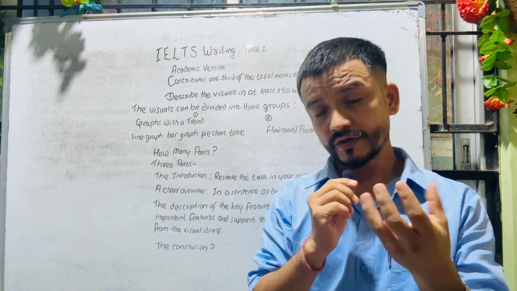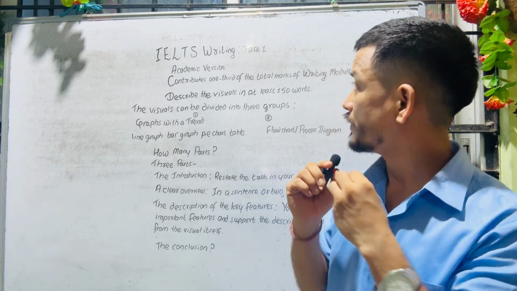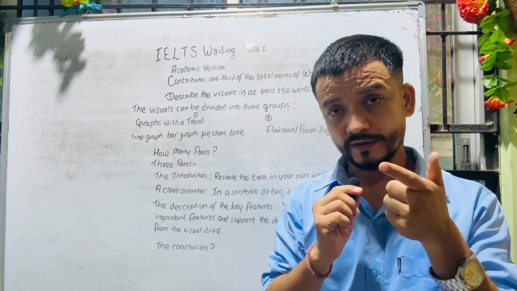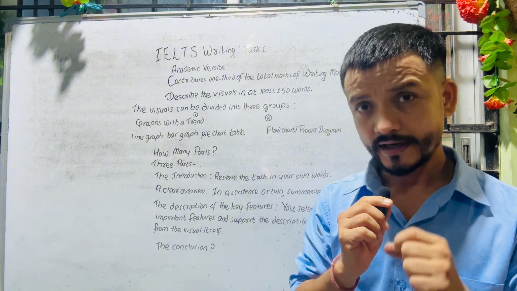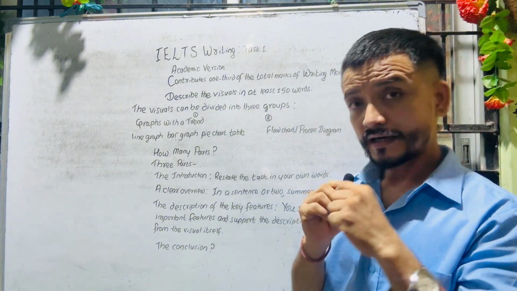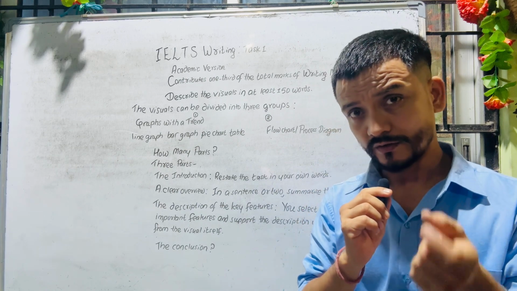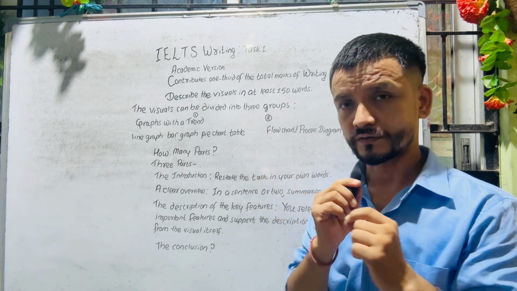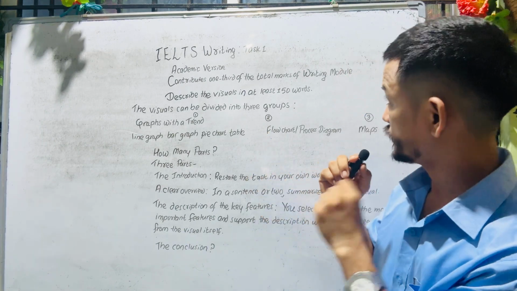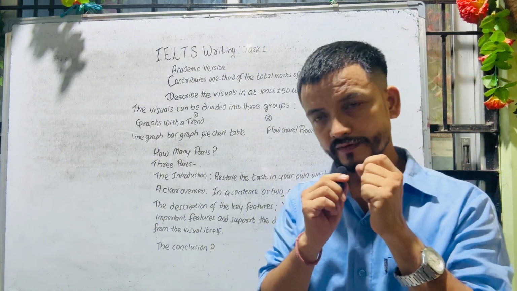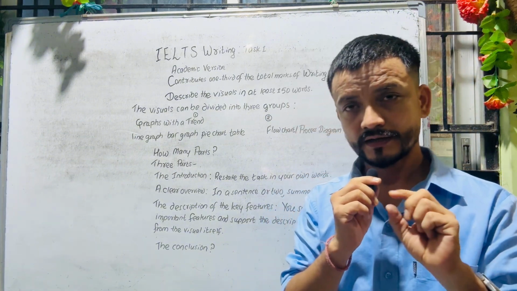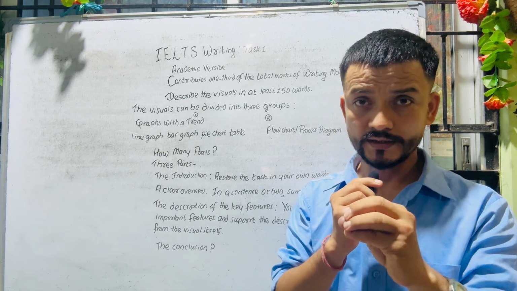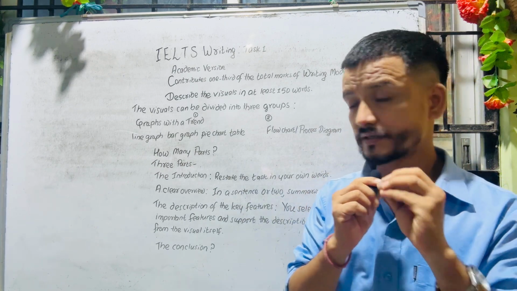IELTS Writing Task 1 contributes 1/3 of the total marks of IELTS Writing. In fact, in IELTS writing, there are two tasks, task 1 and task 2. Task 2 carries 2/3 of the total marks, whereas task 1 carries just 1/3. You will be given 60 minutes to do two tasks, and you are supposed to spend 20 minutes on task 1 and 40 minutes on task 2.